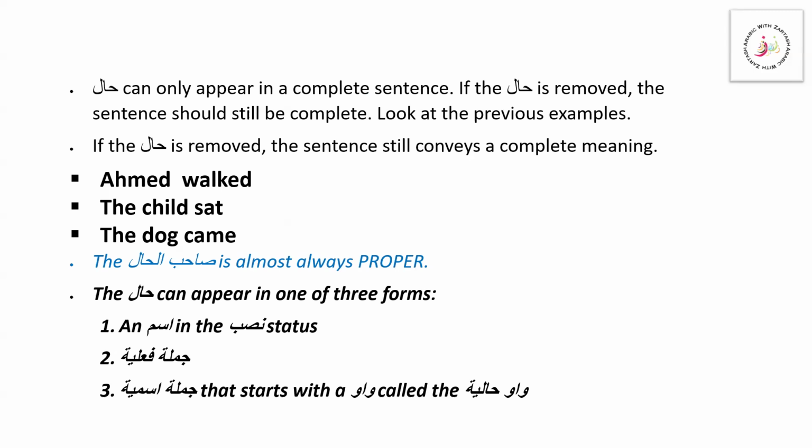Remember also a few points: the hal can appear in one of three forms. It can be an ism in the nasab state, in the form of jumla fi'liya, or in the form of jumla ismiya that starts with a waw, also called waw haliya, because it tells the hal of that jumla ismiya.